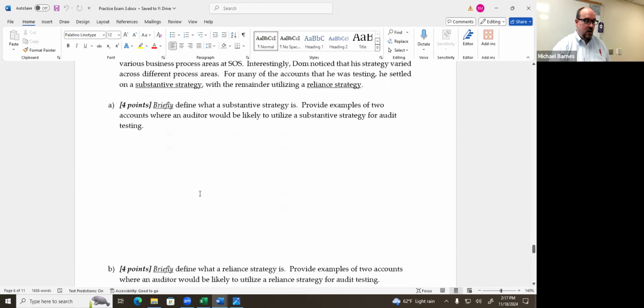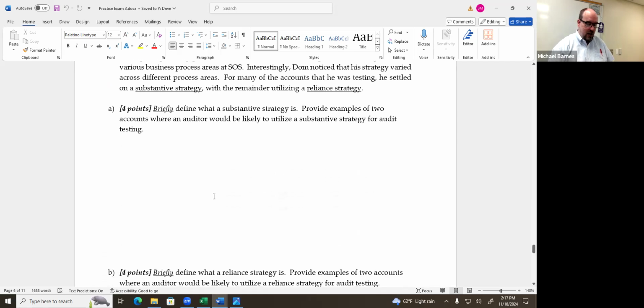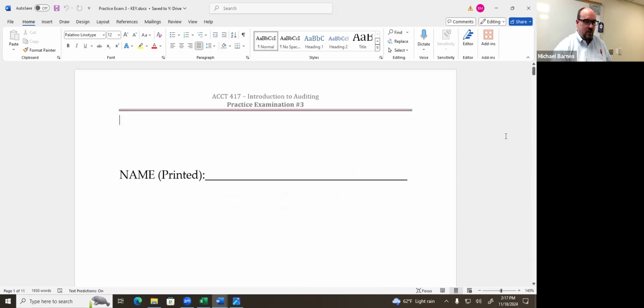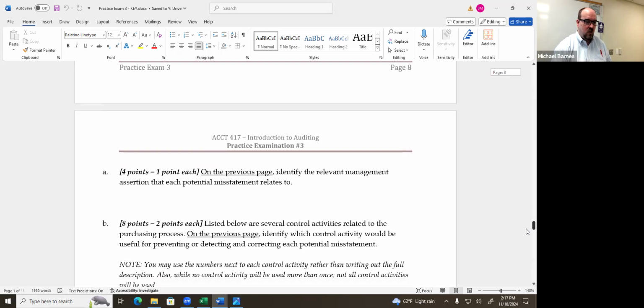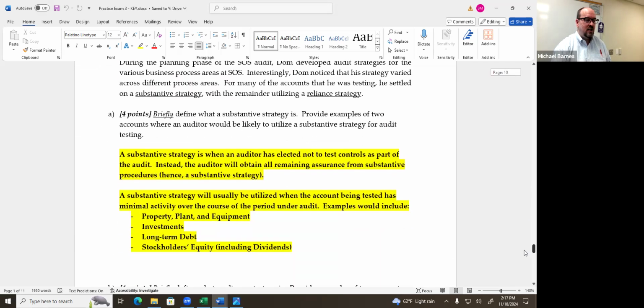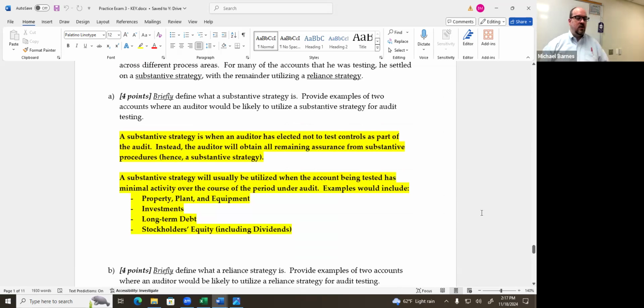All right. What is a substantive strategy? So I'm going to go ahead and pull up the answer key so you can see what my process was behind this, especially since we're running out of time. By the way, the answer key is available online right now. So substantive strategy is when an auditor has elected not to test controls as part of the audit. Instead, the auditor will obtain all of his remaining assurance from substantive procedures, hence the substantive strategy.